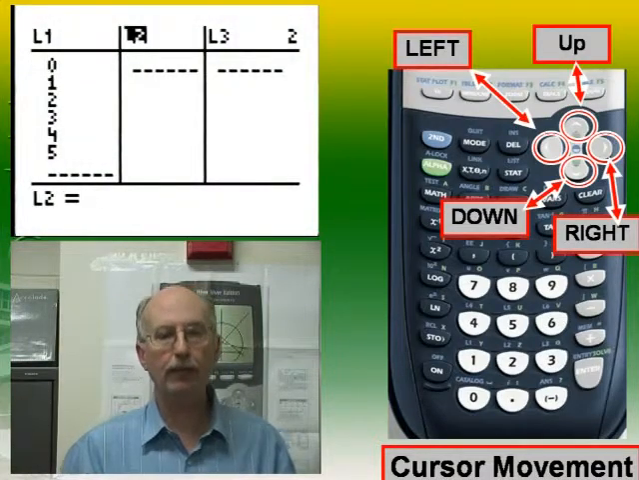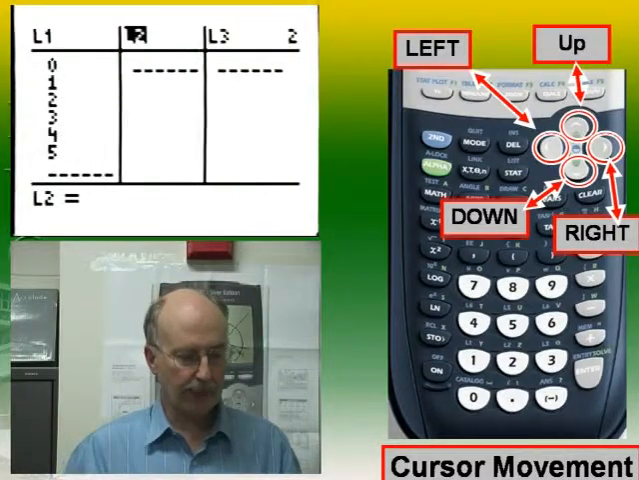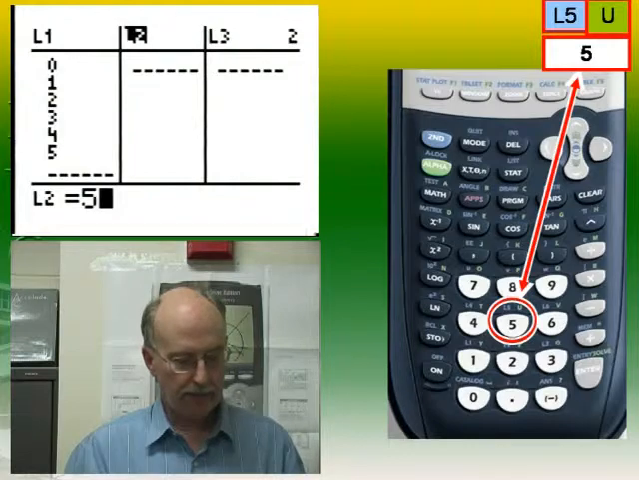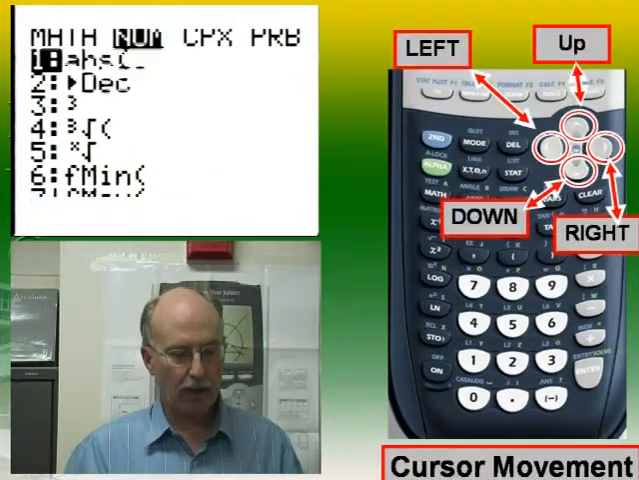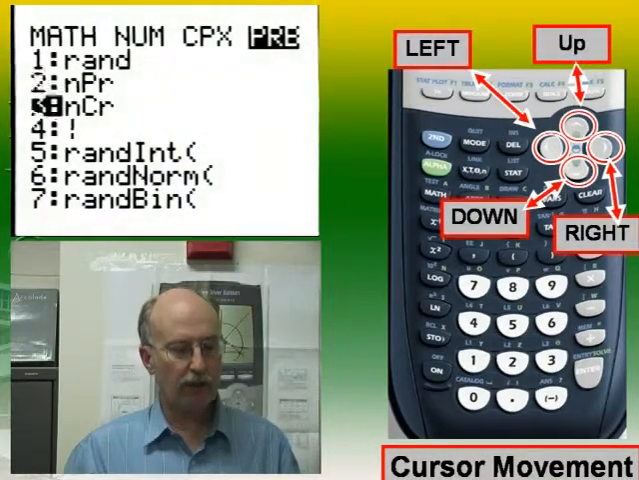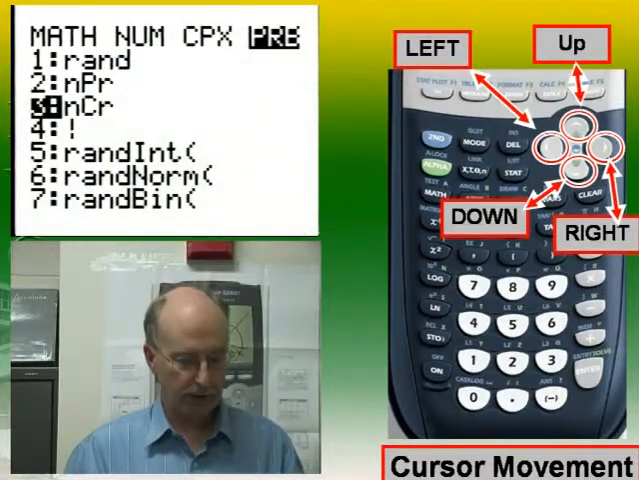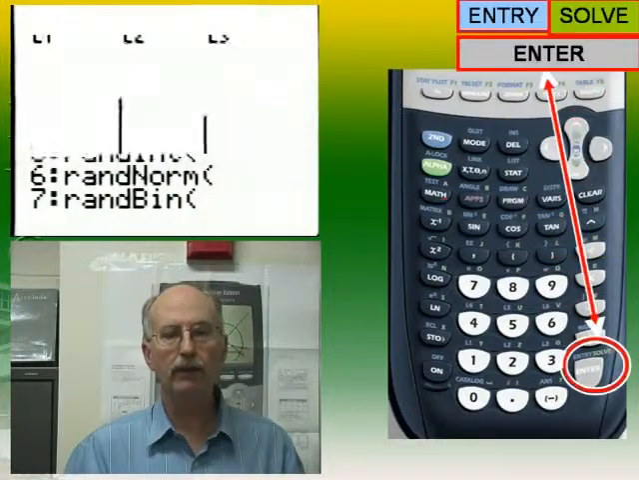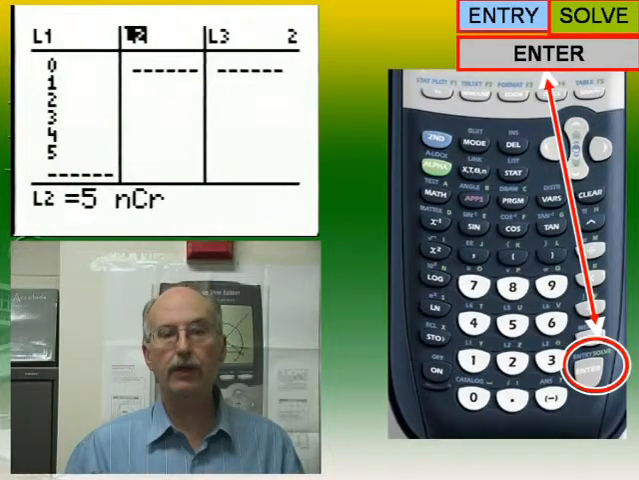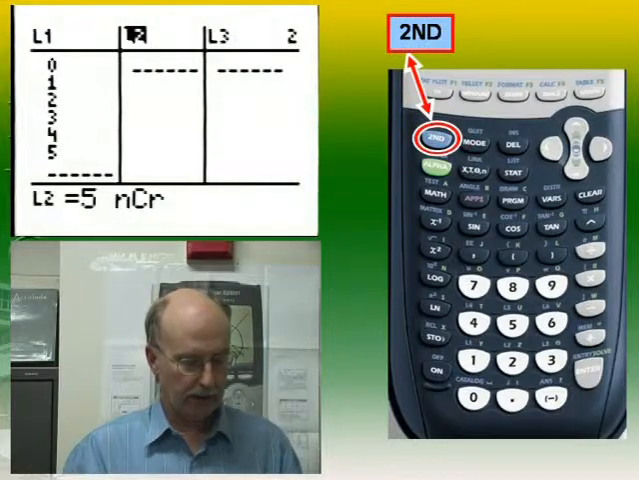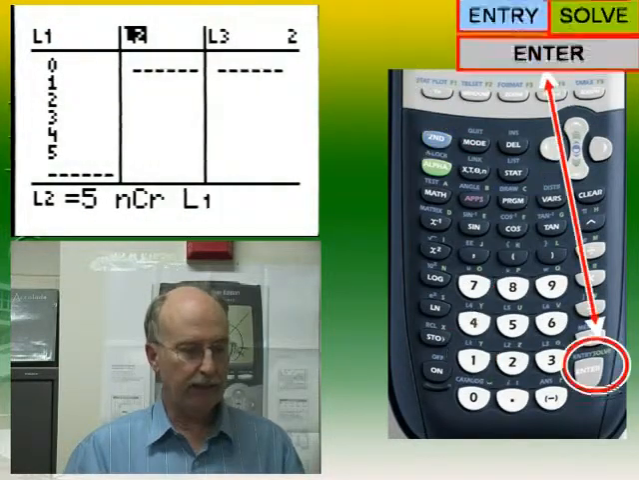So we're going to scroll up to L2, and we're going to set L2 equal to 5, which is the number of dice. And now we're going to hit Math and scroll over to Probability. And you can see that third function is nCr, which was our abbreviated combination function. We're going to hit Enter. And now we need the number of successes. Well, that's in L1, so we're going to put second L1 on there and hit Enter.